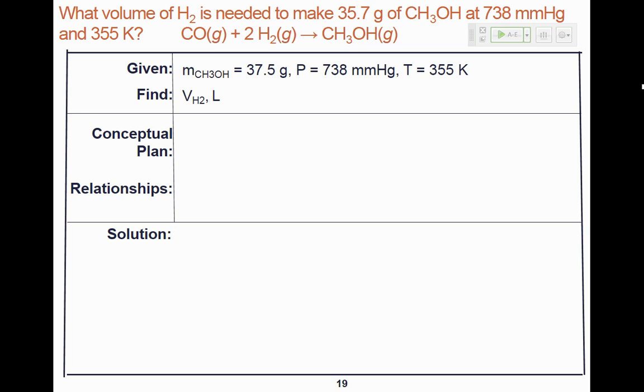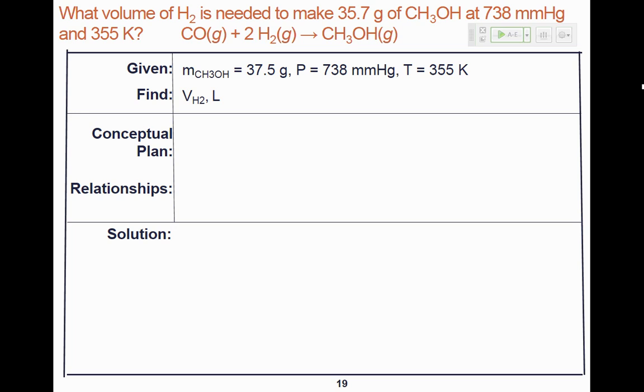So what volume of H2 is needed to make 35.7 grams of CH3OH at 738 millimeters mercury and 355 Kelvin? Well actually, this is just an oxidation reduction, I'm sorry. It's not a combustion. I don't know what I was thinking. I was thinking that I was grading till 1:30 in the morning, and I'm sorry about that.